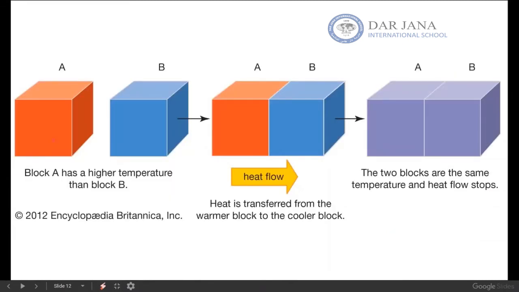Now let's do an experiment. We have block A and block B. Block A has much higher temperature than block B. Once they are put in contact, heat starts to flow from the warmer block A to the cooler block B. Once the two blocks achieve the same temperature, heat flow will stop.